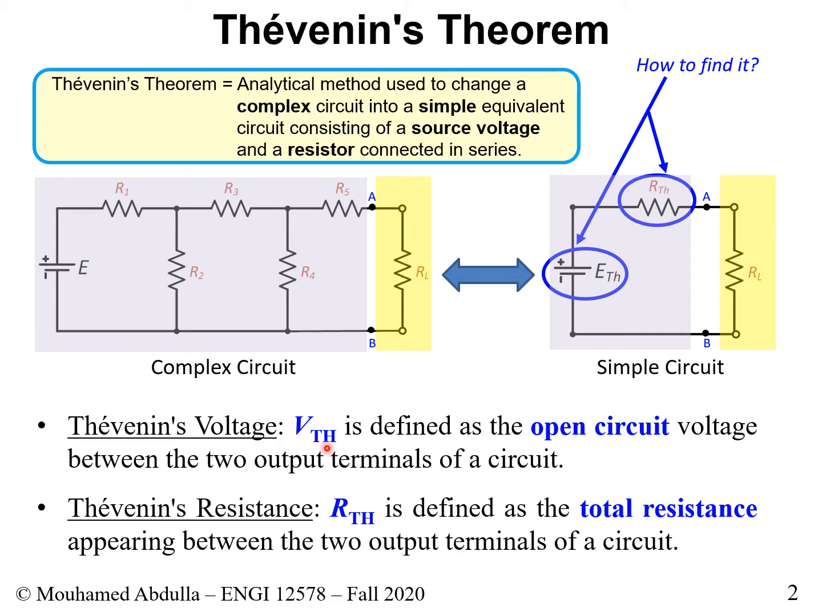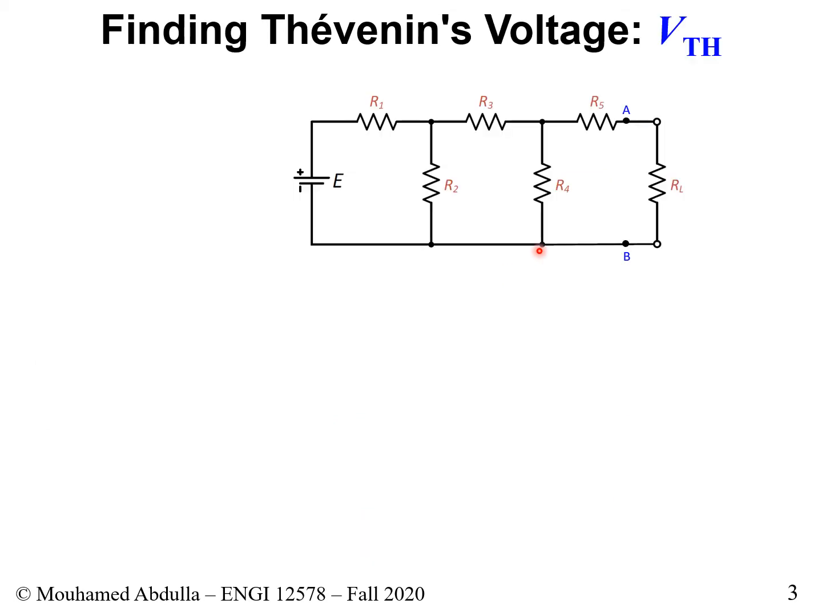Like we said, VTH stands for Thevenin's voltage and RTH is Thevenin's resistance. And we'll see on the next slides the recipe for finding VTH and the recipe for finding RTH. Let's begin by finding VTH, Thevenin's voltage. So let's take the previous example that we saw. And like we said, this is a complex circuit.